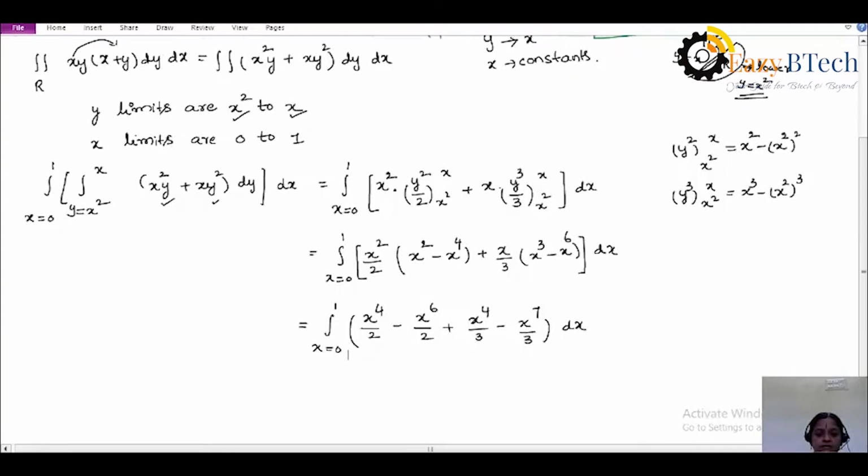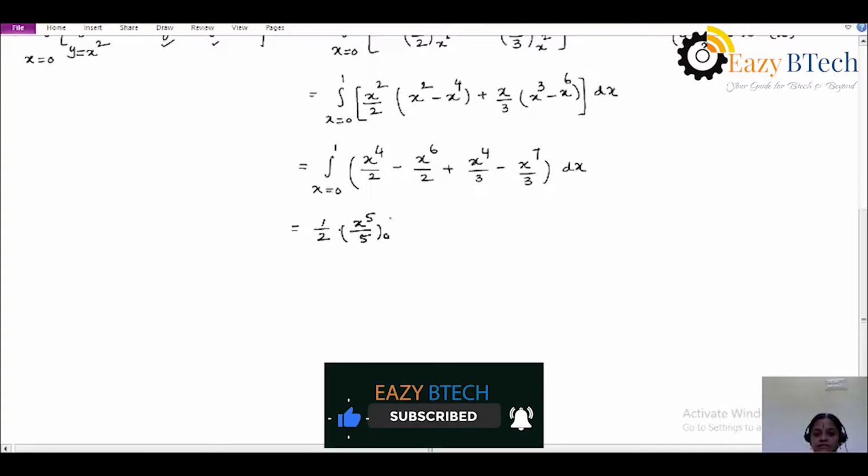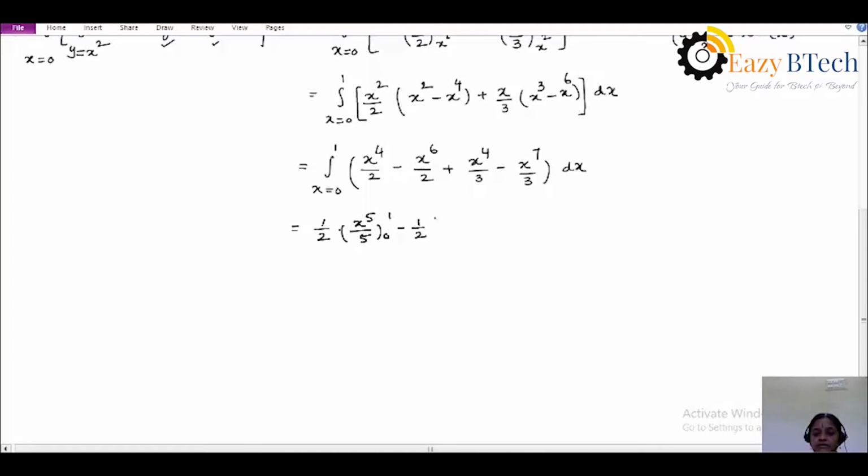Okay, before doing the integration, it is equal to, first one, 1 by 2 common, student. For x power 4, integration is x power 5 by 5 within the limits 0 to 1, and here also 1 by 2 common, x power 6 integration x power 7 by 7, 0 to 1, and again 1 by 3 common, x power 5 by 5, 0 to 1, and again 1 by 3 common, x power 7 integration x power 8 by 8, 0 to 1.